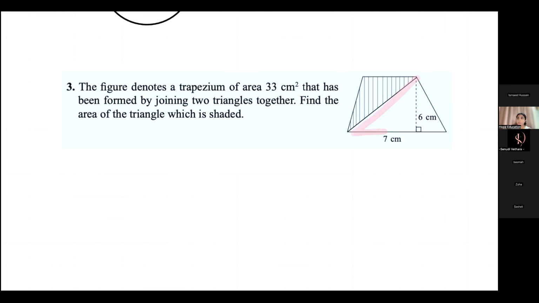using half into base into perpendicular height. So from the trapezium, if you subtract this, you will get this triangle. So that's what we have to do, no? So the area of the unshaded triangle, we can find as half into base into perpendicular height.